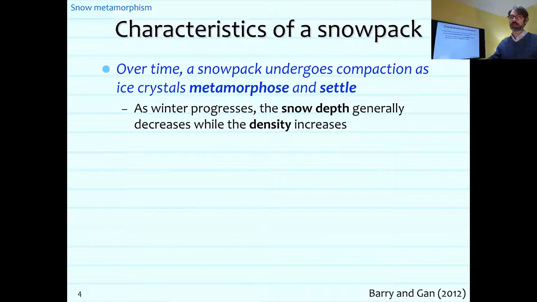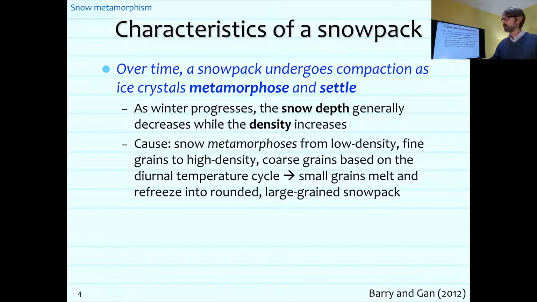Snowpacks are not static. Over time they change. And so over time, a snowpack undergoes compaction as ice crystals metamorphose and settle. As the winter progresses, the snow depth generally decreases while the density increases.